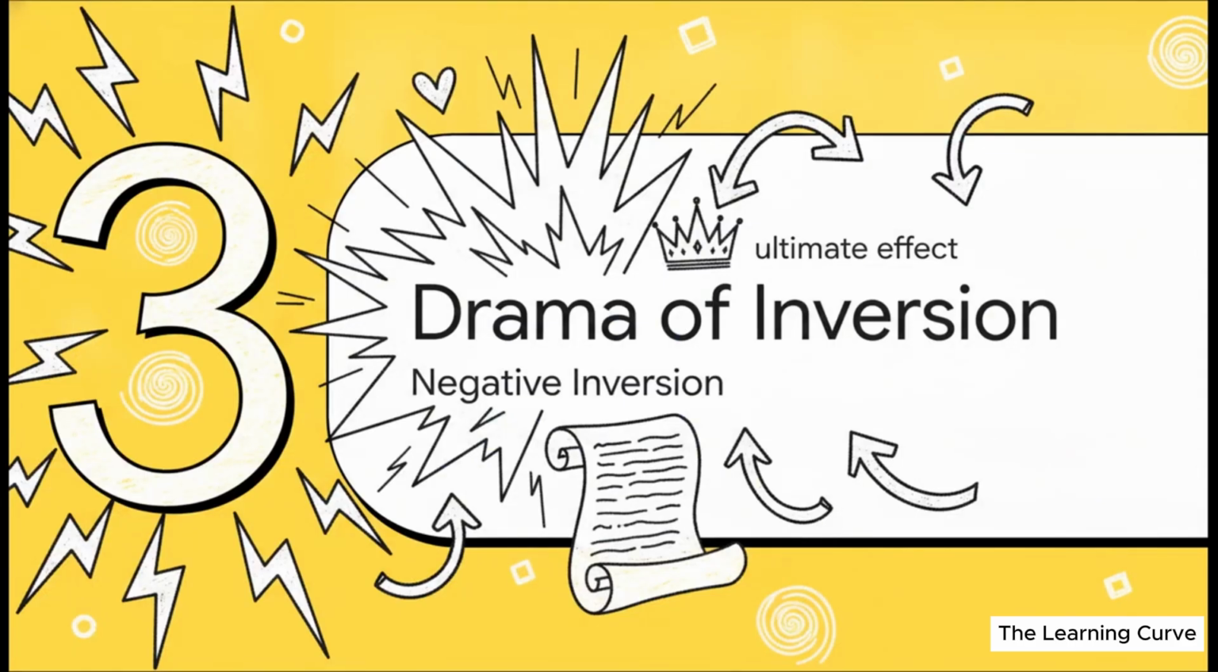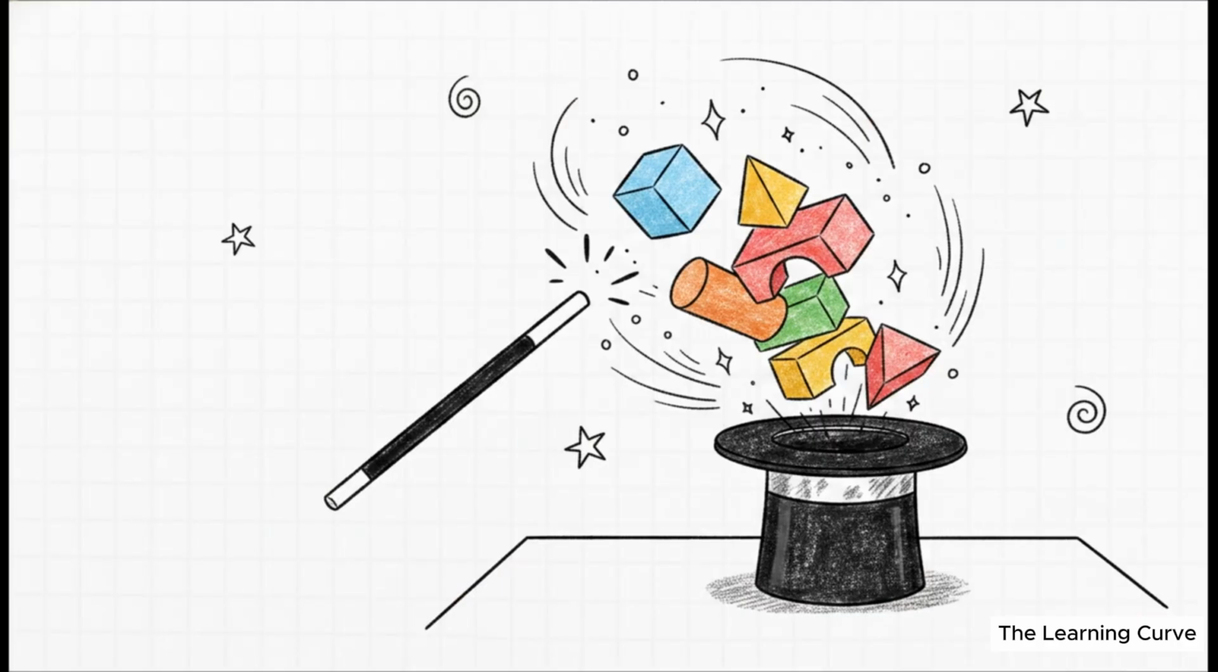Which brings us to our final and honestly most high-energy section. Section 3, the drama of inversion, specifically focusing on negative inversion. If you are looking for the ultimate power move used for dramatic effect or highly formal writing, this is it, for sure.